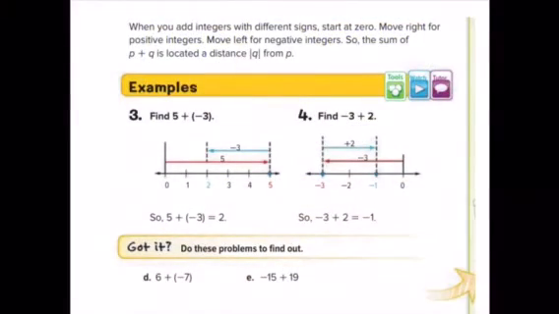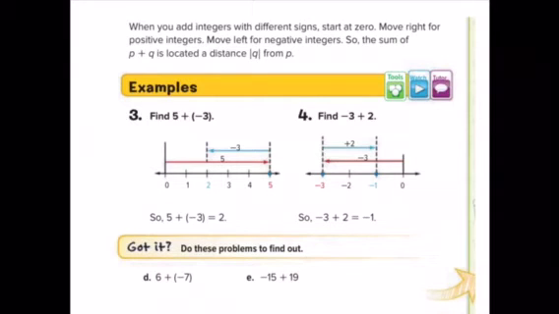All right, so let's put this to work. When you add integers with different signs, start at 0. Move right for positive integers. Move left for negative integers. So the sum of P plus Q is located at the distance, the absolute value of Q from P. If that just got confusing, don't worry about it.